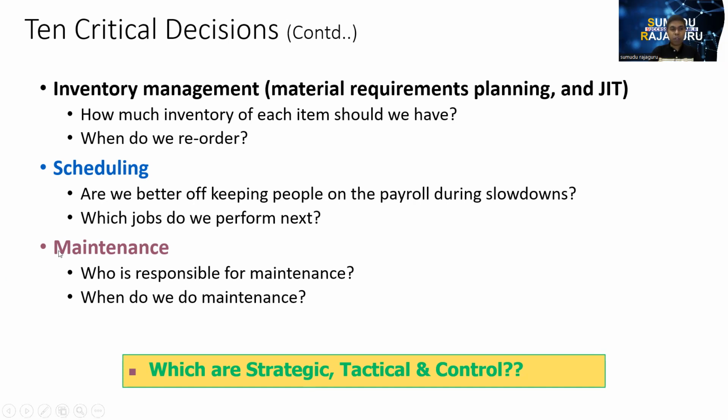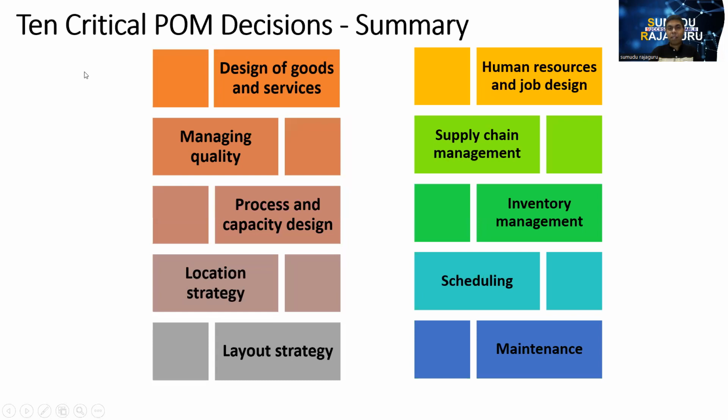As an example, when we talk about maintenance, there should be tactical and control decisions, as well as some strategic decisions. If we are going to implement total productive maintenance, that is somewhat of a strategic decision. Okay, so I think now you may have some understanding of what the 10 critical decisions in operation management are. This is the summarized version.